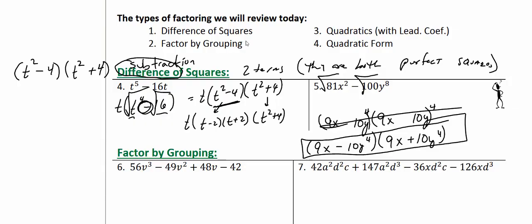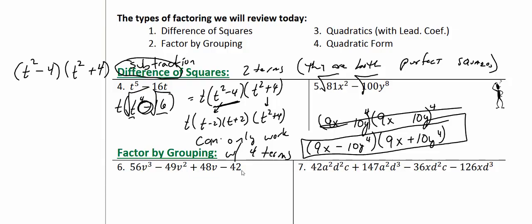All right, let's go on to factor by grouping. This is going to be amazing. Factor by grouping can only work with 4 terms. Now it can work with more and you can do other things like that, but it can only work with a minimum of 4. So if I have 3 terms, that's not going to work. If I have 2 terms, that's not going to work. It's got to work with a minimum of 4.